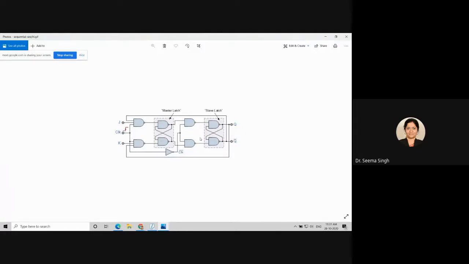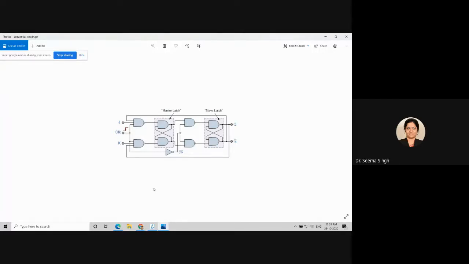If you remember, when we had done master slave SR flip flop, there also we had this. Only the extra part is this feedback. So you need to make a note of this diagram now. This is your master slave JK flip flop.